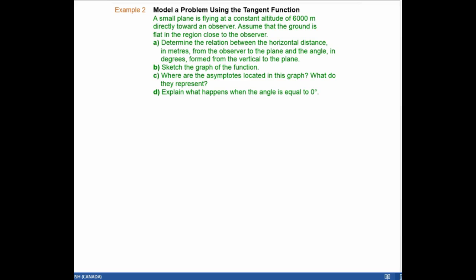Okay, so example 2 says a small plane is flying at a constant altitude of 6,000 meters directly toward an observer. So we have somebody here, and the altitude is 6,000 meters. And it says, assume that the ground is flat in the region close to the observer. Determine the relation between the horizontal distance, so this is the horizontal distance in meters from the observer to the plane. So we'll say here's the plane.